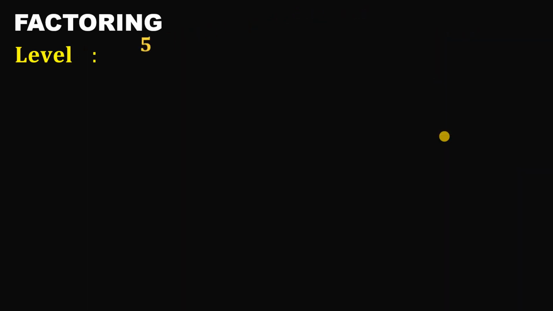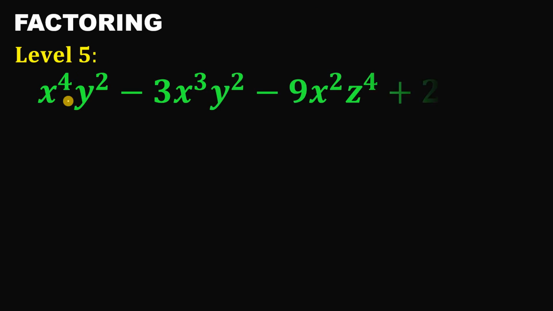Alright, level number 5. Question: x raised to the fourth power y squared minus 3x cubed y squared minus 9x squared z to the fourth power plus 27x z raised to the fourth power. Pause this video right now because I will show you the solution in 3, 2, 1.